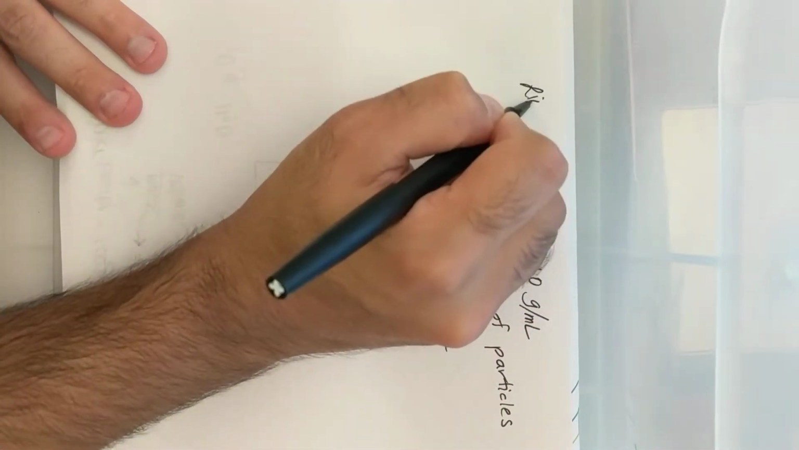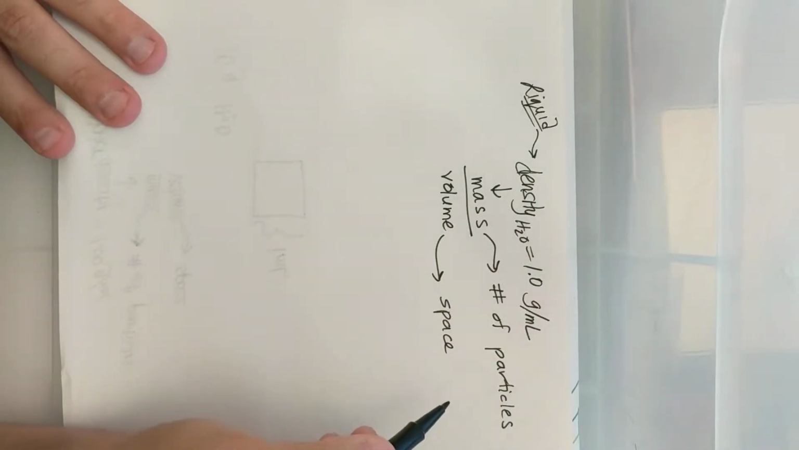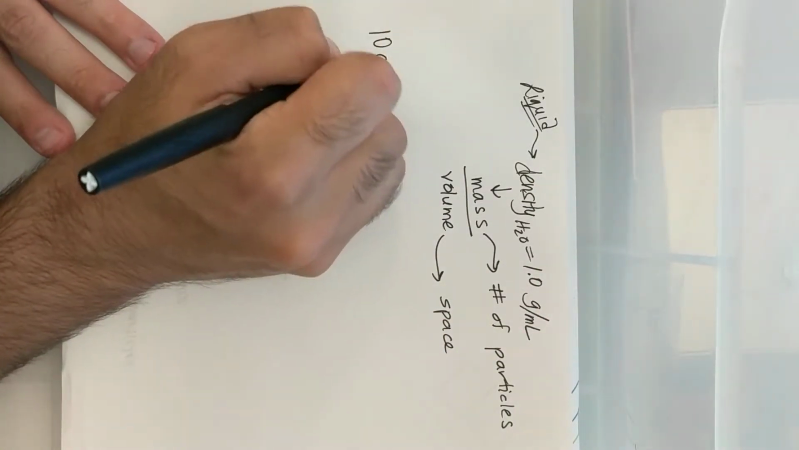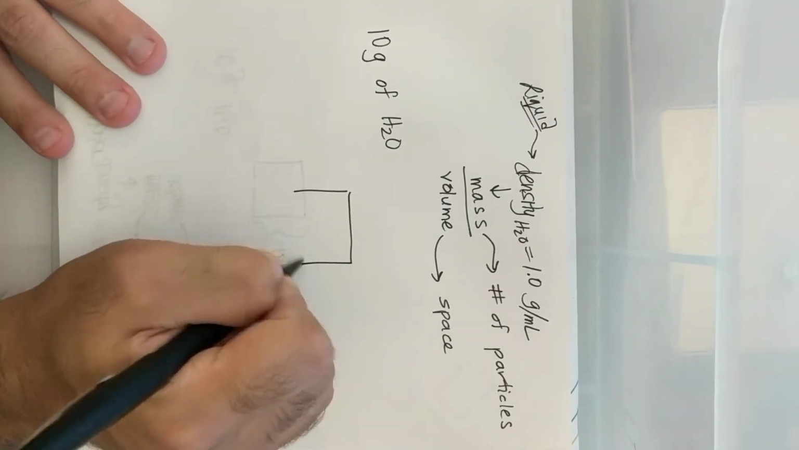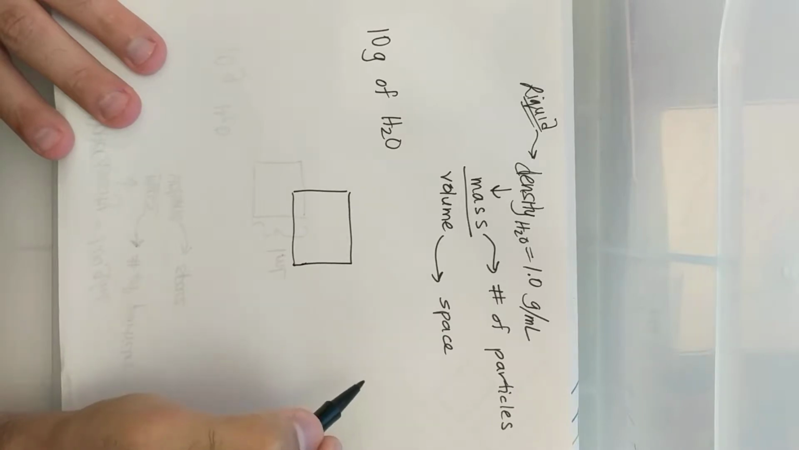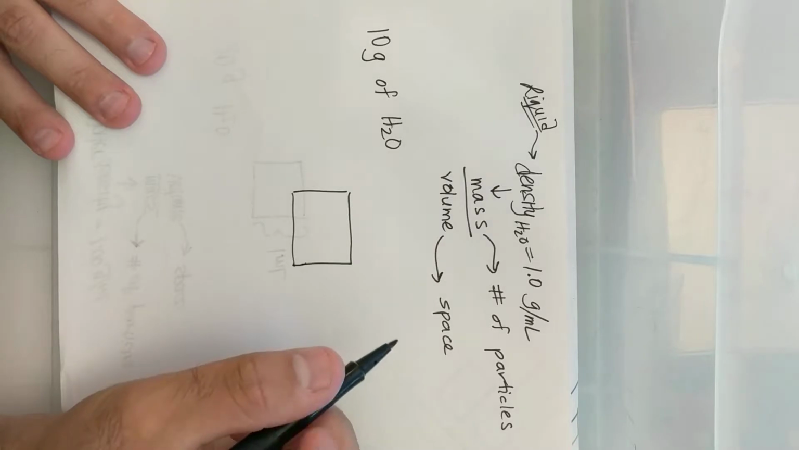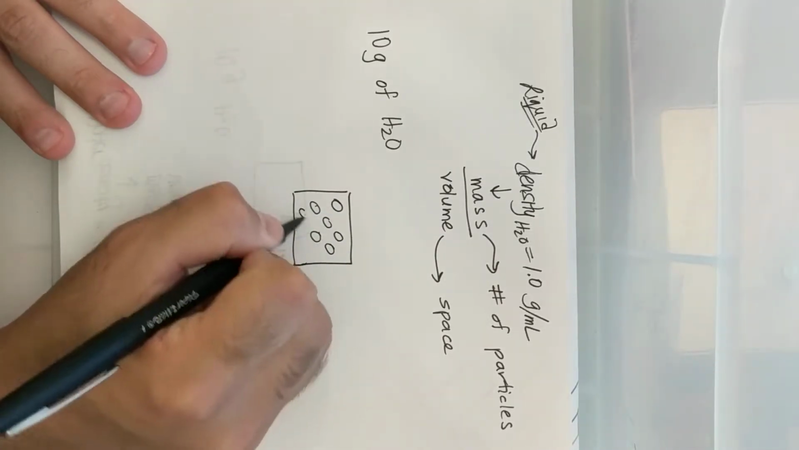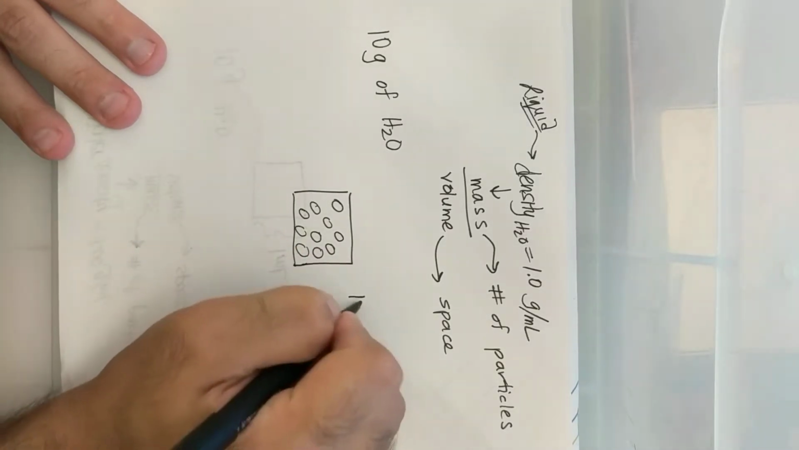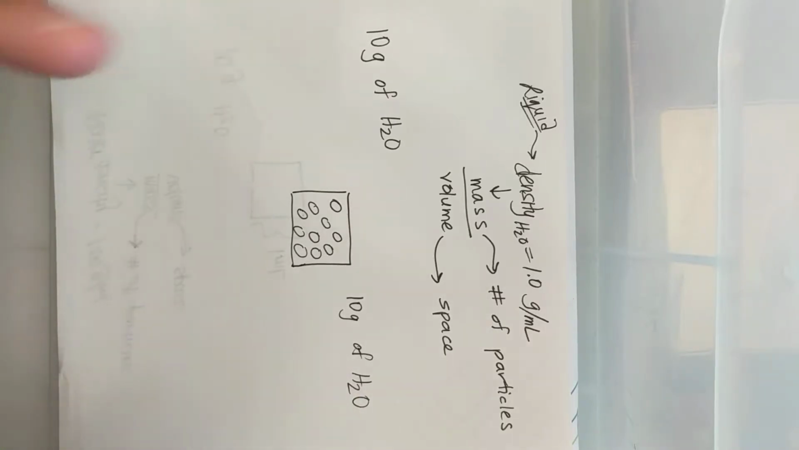So let's say we're talking about liquid water here, because the density of liquid water is about 1.0 grams per milliliter. So let's say I have 10 grams of liquid water. If I want to draw a volume of space, it doesn't matter what it is, in this volume of space, I'll draw 10 grams as 10 particles. 1, 2, 3, 4, 5, 6, 7, 8, 9, 10. This is my 10 grams of H2O, okay? And it's in a certain volume of space.